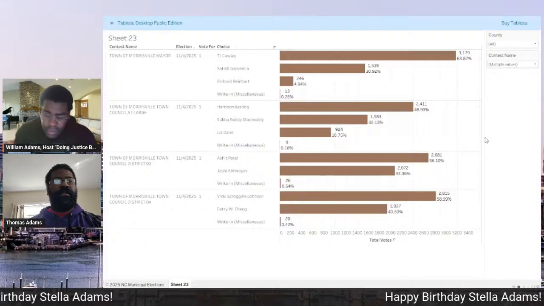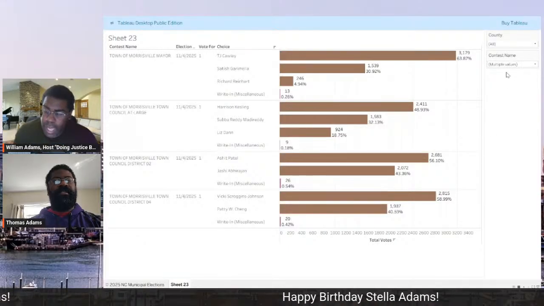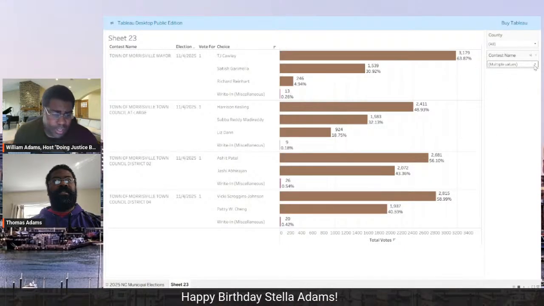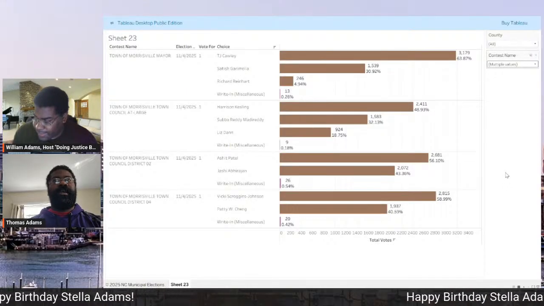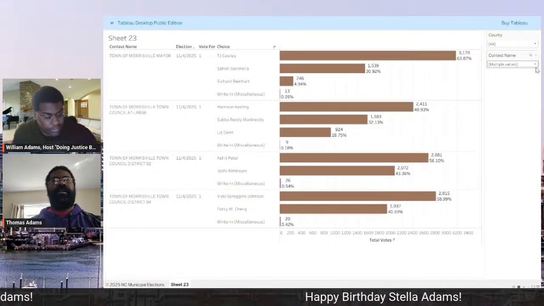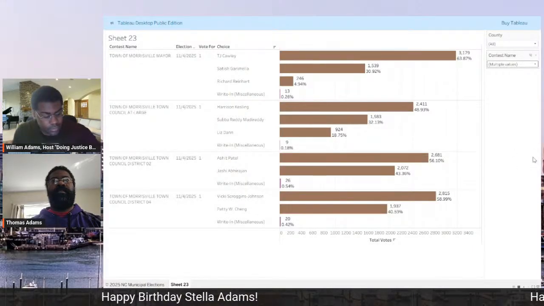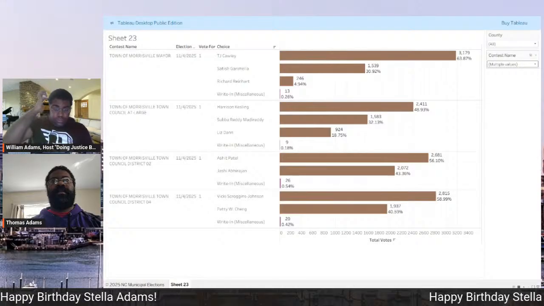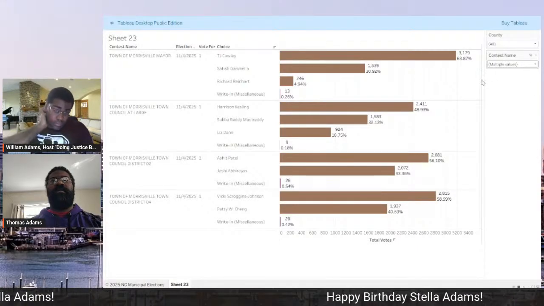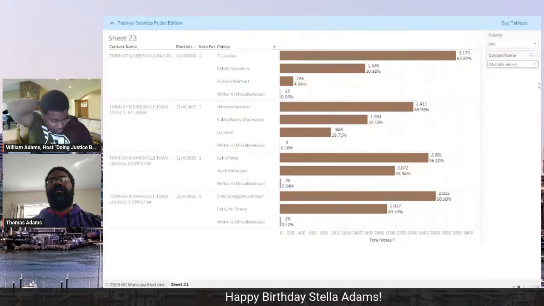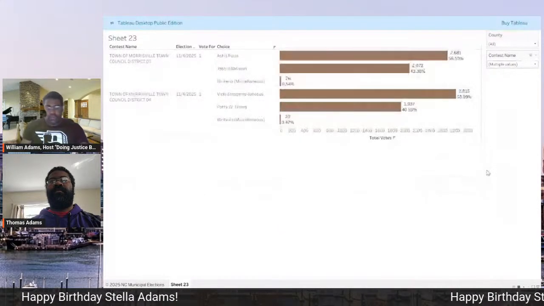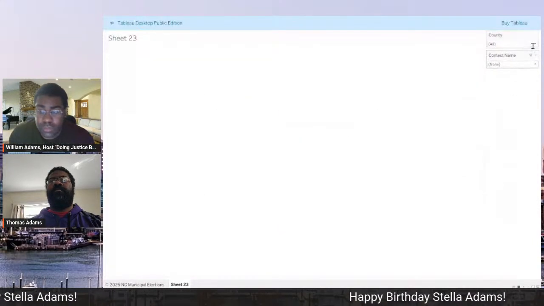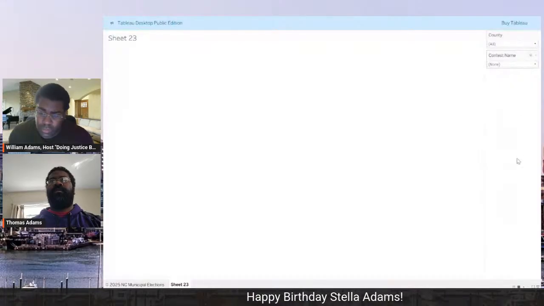Okay. I believe we also were focusing on or highlighting Edgecombe and Nash County, Rocky Mount. Yes, because Rocky Mount actually had their elections in October, but there was a runoff, which took place in one of the seats. So I will pull that up.